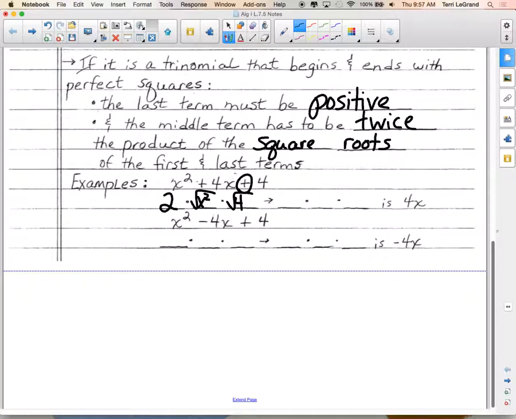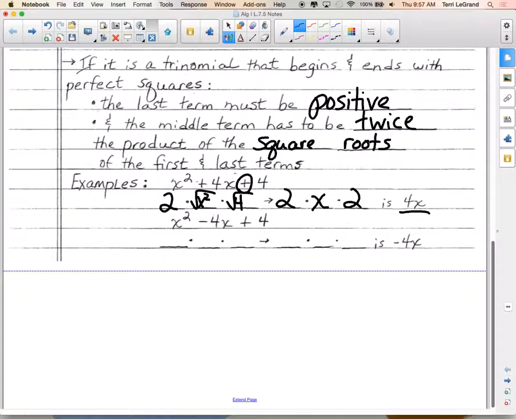This is kind of like a little test, and of course, you'll get to the point that you're not going to write this out every time, but you're going to run it through this test in your head. So we are really going to take 2 times x times 2, right? Because the square root of x squared is x, and the square root of 4 is 2. And what is 2 times x times 2? 4x. And that is what our middle term is. That's what we want it to be. So we would say this is a perfect square trinomial.